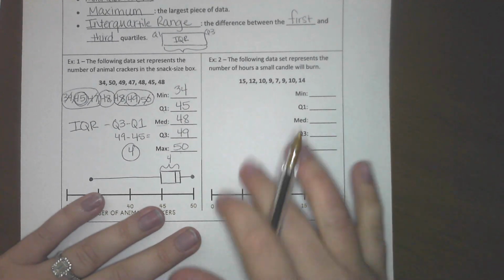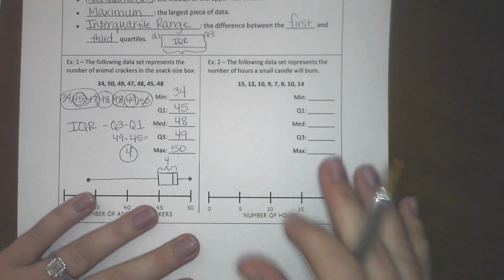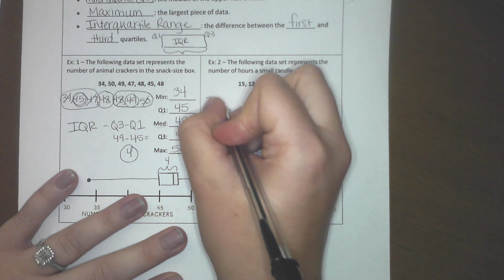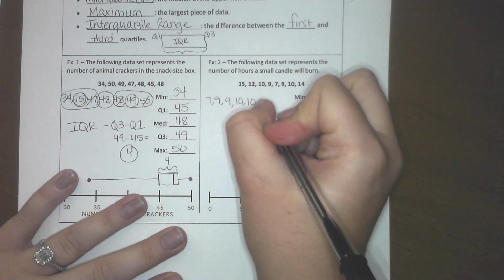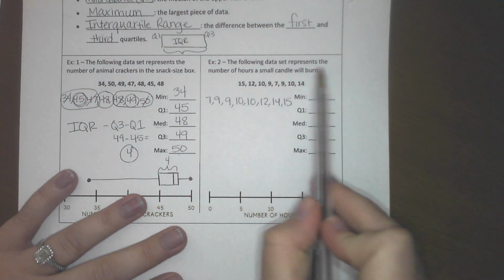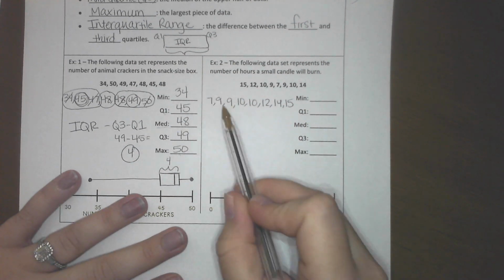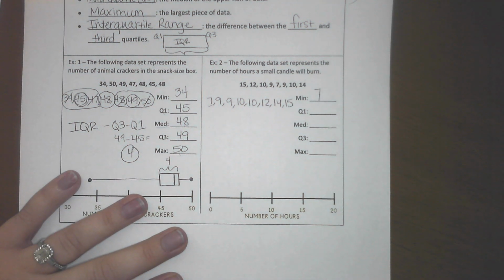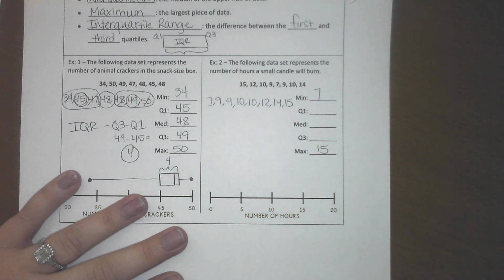I want you to work it out. Well, I'll work it out with you, actually. So let's go ahead and rewrite the numbers in order. So we have 7, 9, 9, 10, 10, 12, 14, and 15. This is data representing the number of hours that a small candle will burn. So let's figure out our minimum. Our minimum is the lowest number, so 7 is our minimum, and 15 is our maximum, our highest number.